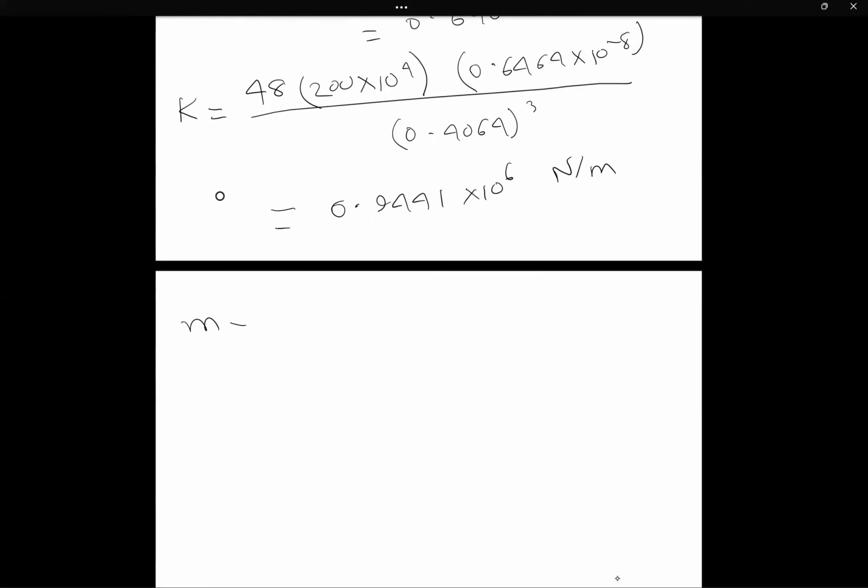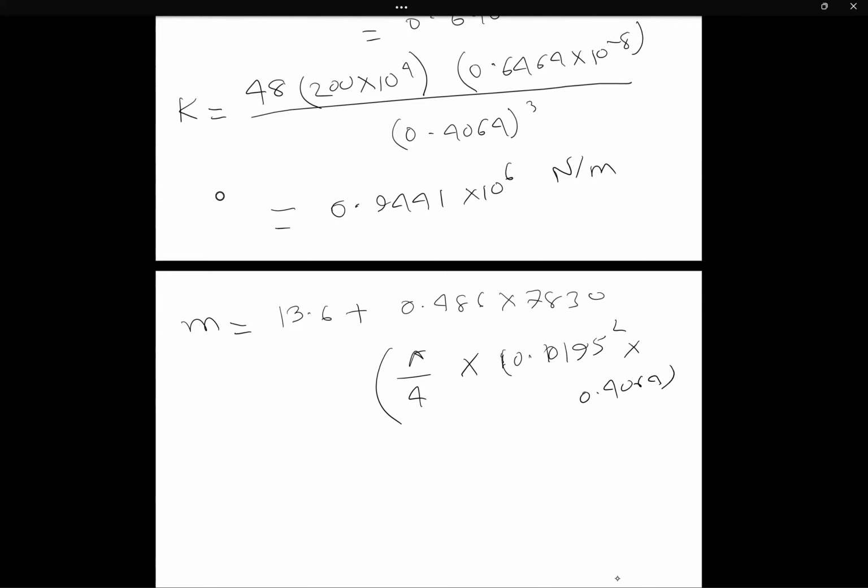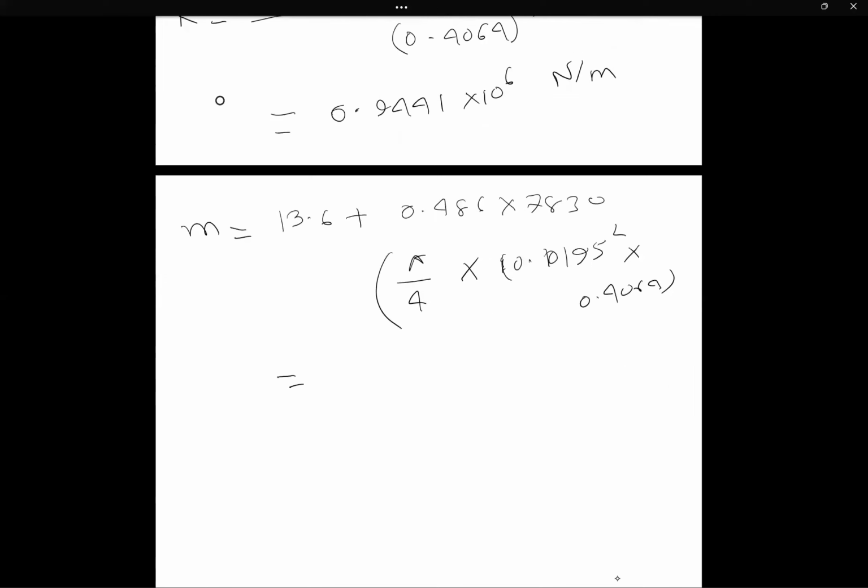Similarly for M shaft, M disc is 13.6, 0.486, rho is 7830, multiplied by pi by 4. D would be 0.0195 whole square, or 0.4064. So we'll get the M as 14.04 kg.